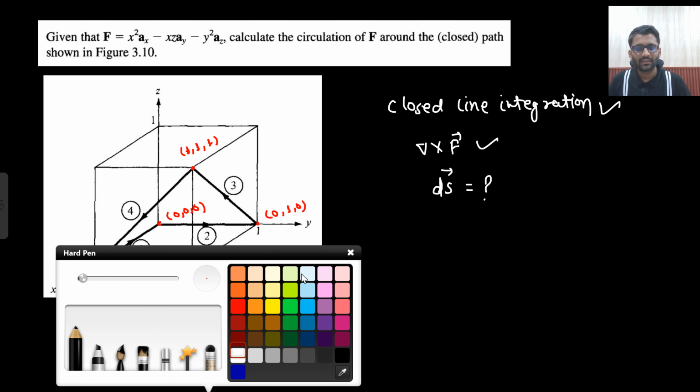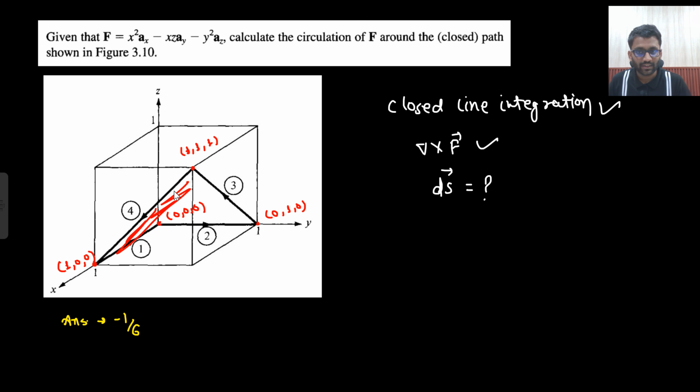Which is your dS? This is your dS. Can you see the structure? What can you see? This line, this line, this line, and this line. Where will dS be pointing? It would be very tough to find. The dS can actually be found, but in 3D, are you able to visualize where dS will be? No, it is very tough, right?